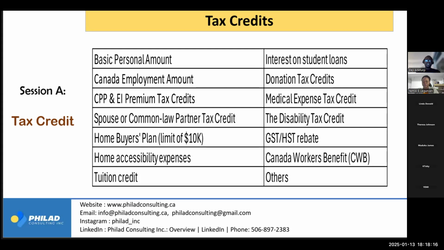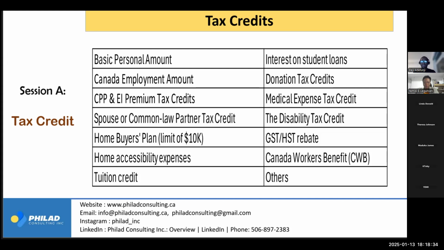Another tax credit that I want to talk about is the spouse or common law partner tax credit. You can claim this amount if at any time in the year you supported your spouse or common law partner, and their net income is lower than a specified threshold.